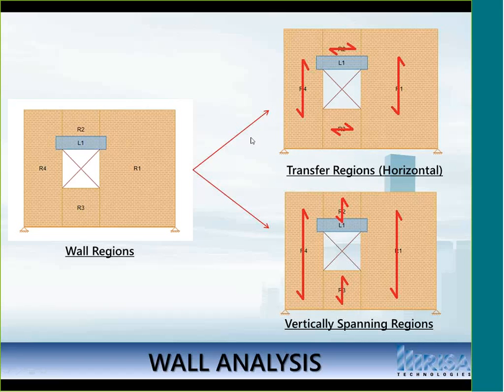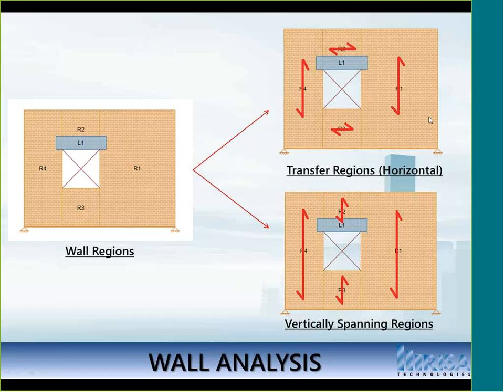Now when you're going to get your design in this wall, you need to figure out how exactly these regions are going to behave. Now in terms of out-of-plane design, what we're going to be doing is we're going to be considering everything to span in the vertical direction. So note that with R1 and R4, regardless of anything, those are always going to span vertically.